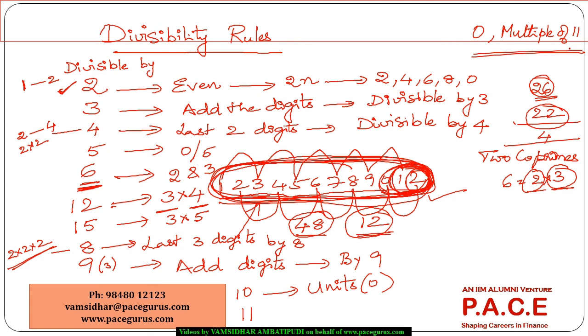Otherwise, it is not. Let me take a number: 1, 2, 3, 4, 5, 4, 3, 2, 1. Is this number divisible by 11 or not? Let's see. 1 plus 3, 4, 9, 12, 30.